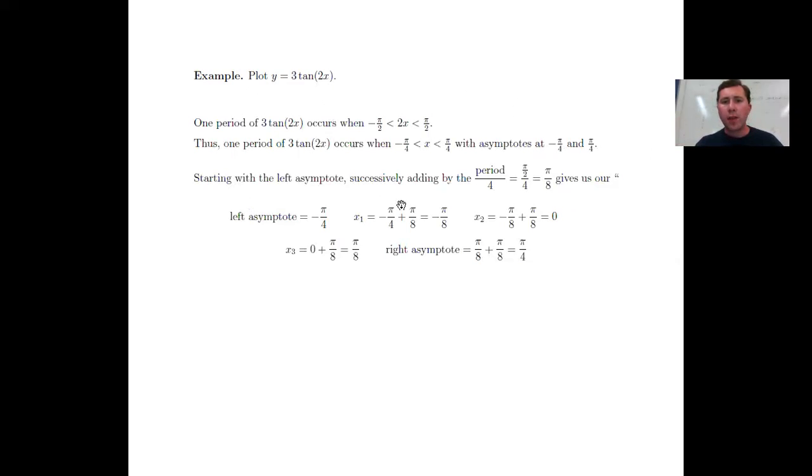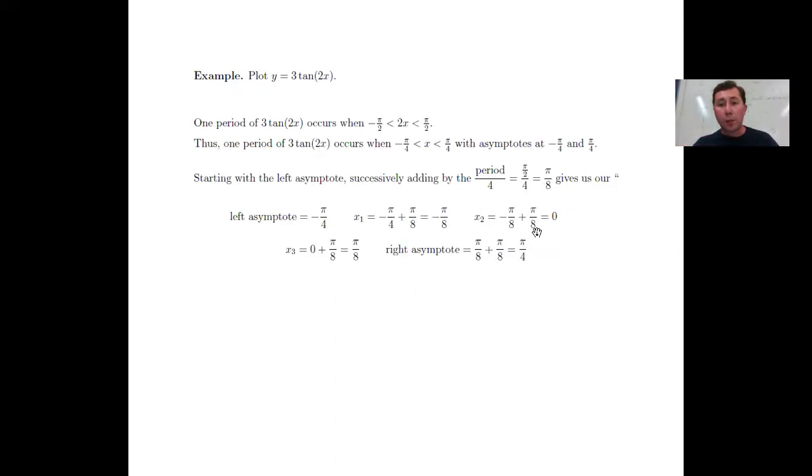So starting with the left asymptote, we're going to successively add the period divided by 4. Recall that our period was pi over 2 in this example, and dividing that by 4 will give us pi over 8. And this is going to give us our 3 key points. The left asymptote is occurring at negative pi over 4, so adding that pi over 8 gives us the value of x when we're a quarter of the way into the period. That's negative pi over 8.